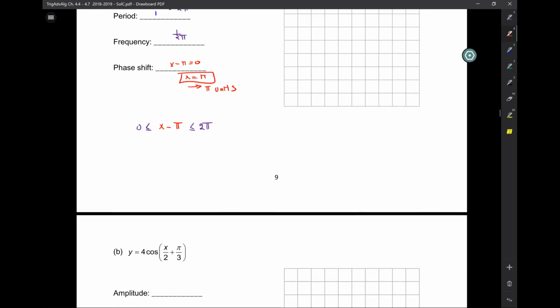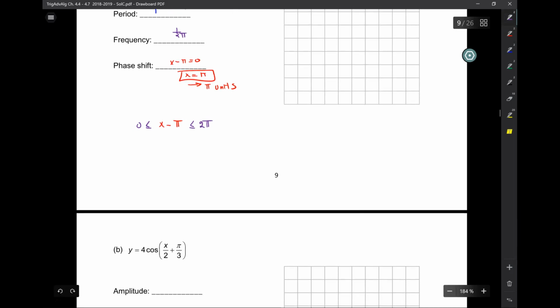So now, if it's x minus pi, how do I solve for this? Add pi to everything. It does make sense because it's math, right? x always has to be by itself. So now, pi, x, 3 pi. This is the start. This is the end.